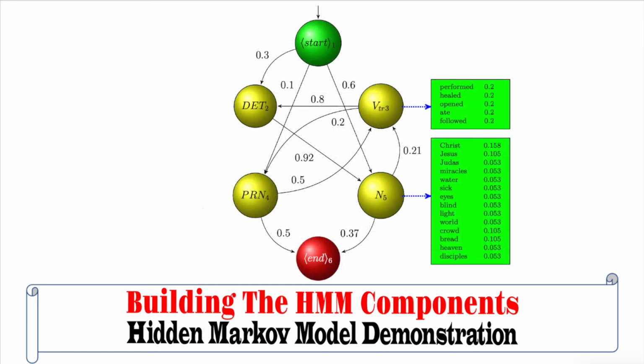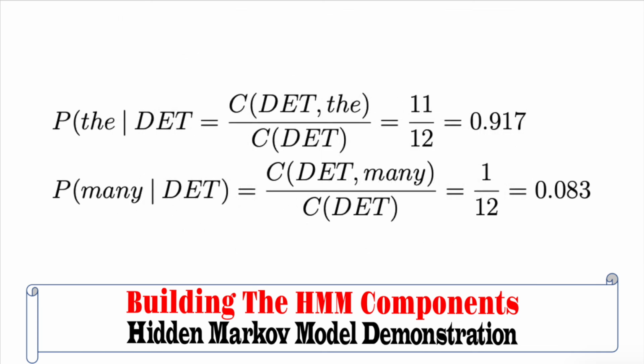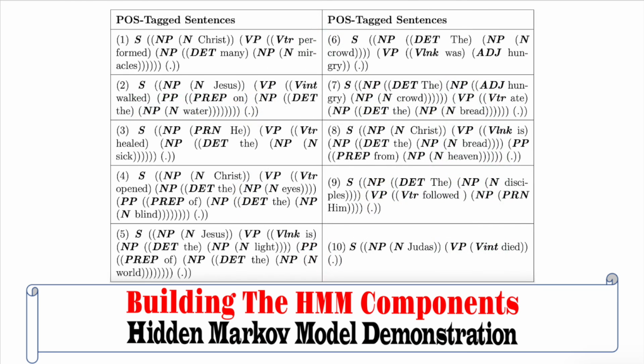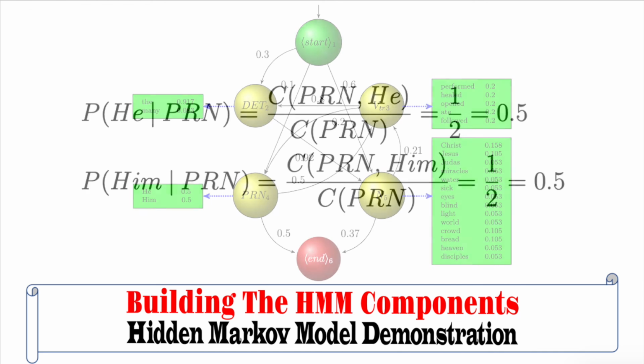Let us compute the words associated with the det tag for determiners, as can be found in our super tiny corpus shown in the screen. The computation is shown in the screen, then the resulting graph is also shown in the screen. Let us compute the words associated with the PRN tag for pronouns, as can be found in our super tiny corpus shown in the screen. The computation is shown in the screen, then the resulting graph is also shown in the screen.